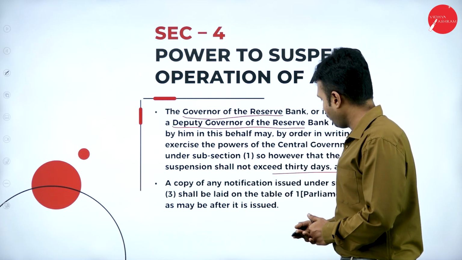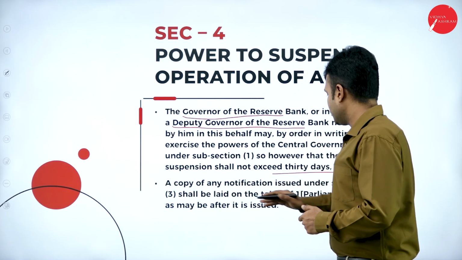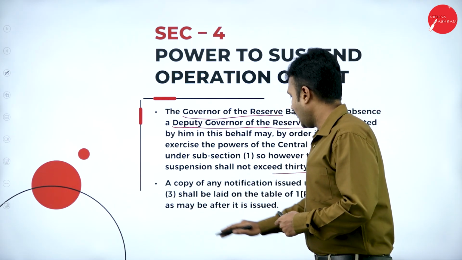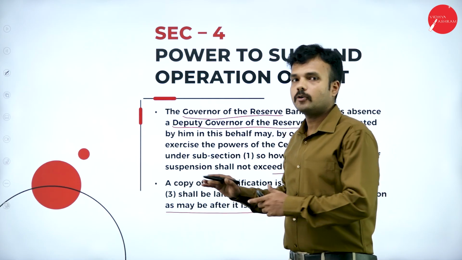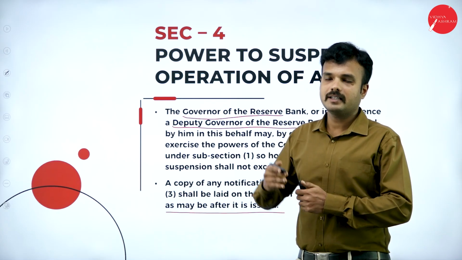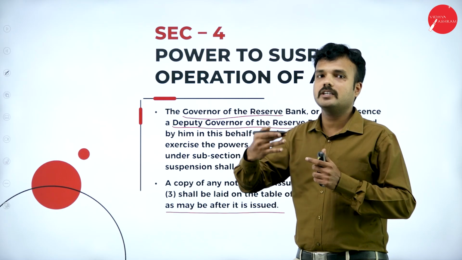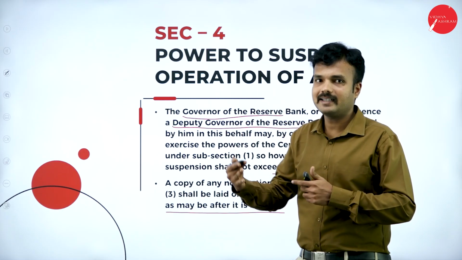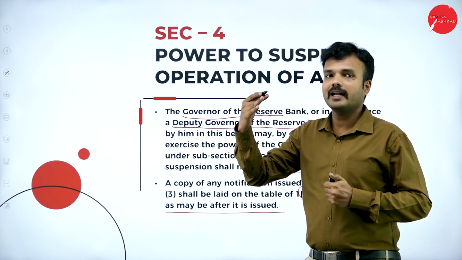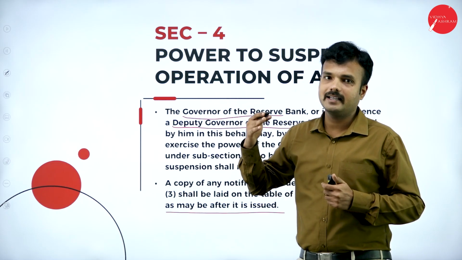A copy of any notification issued under subsection 3 shall be laid on the table of Parliament as soon as may be after it is issued. Whatever notification is made by the central government, a copy of that official notification, that is the gazette, must be circulated to the table of Parliament. Means they are supposed to inform Parliament about all the things that must be modified under the Banking Regulation Act.